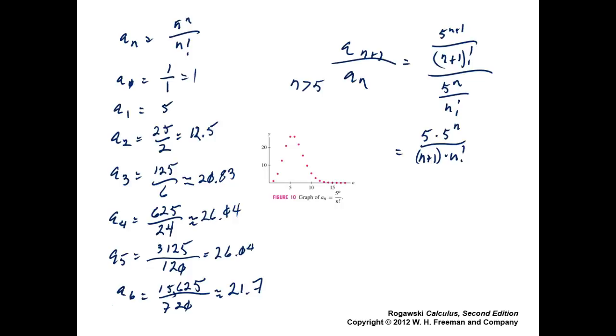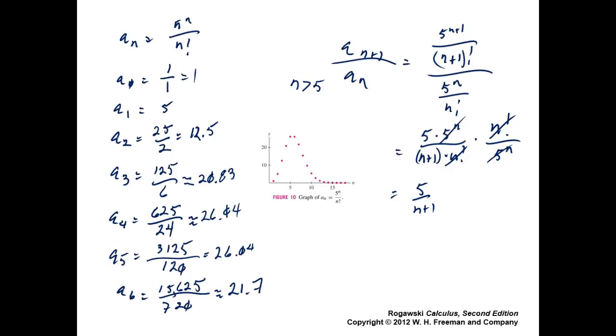Say, give me an n, any old big n. 8. That n factorial, 8 factorial would be 8 times 7 times 6 times 5 times 4. 7 factorial is 7 times 6 times 5 times 4. So 8 factorial is 8 times 7 factorial, right? Okay? So that's your numerator. The denominator, I'm going to invert and multiply: n factorial over 5 to the n. These go out, right? These go out, and you have 5 over n plus 1.